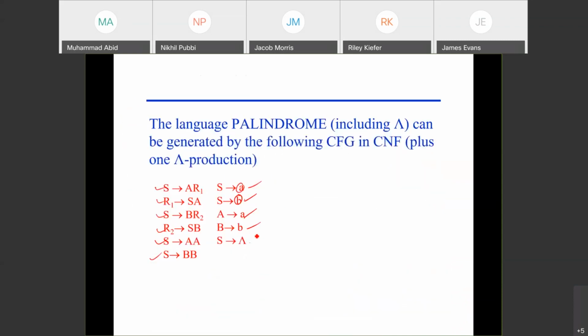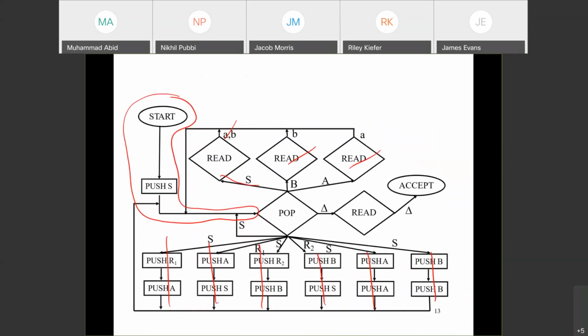Look at this lambda production. So this lambda production, you can manage here. Look at this one. From this pop, you go back and the label will be S, the start. So you can come to start without any input. So this one line will take care of your lambda productions.